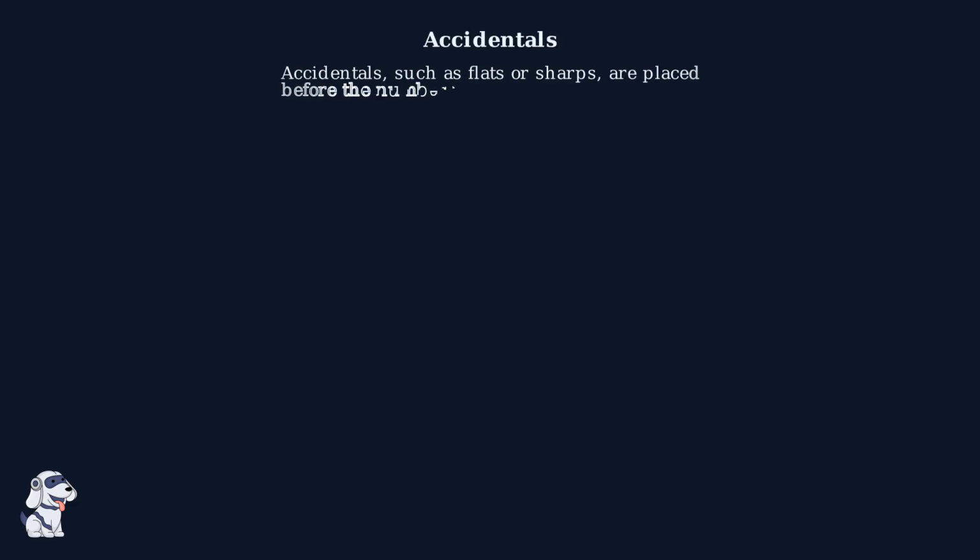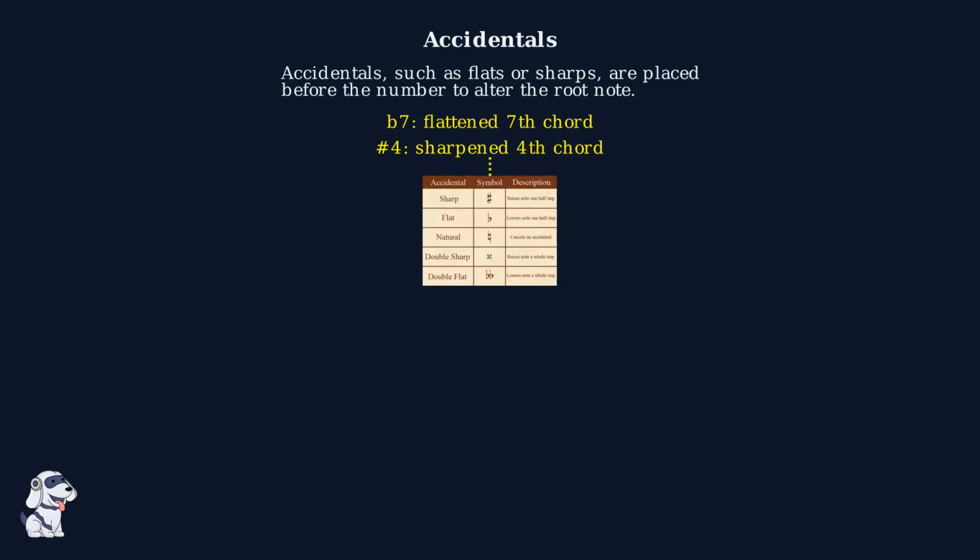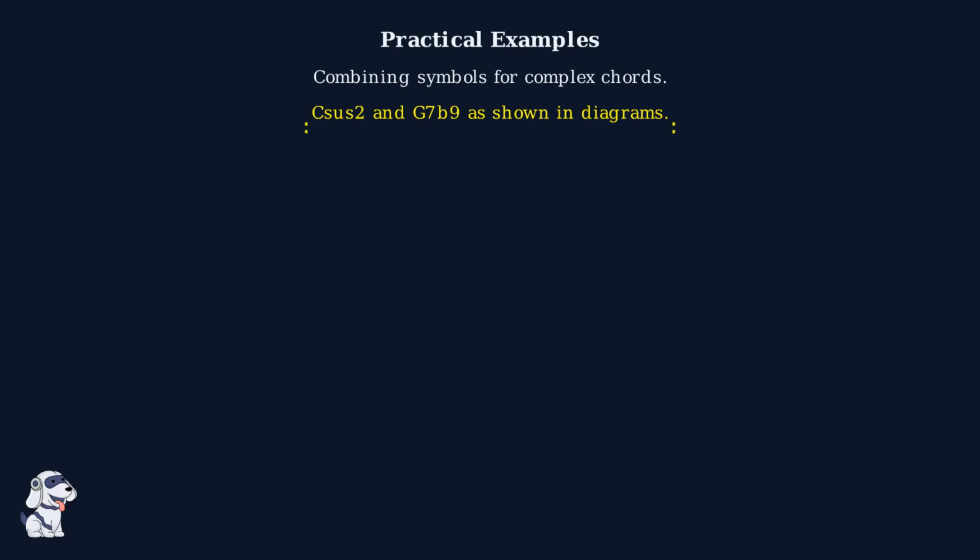Accidentals, including flats and sharps, are indicated by placing b for flat or sharp before the chord number to modify the root note. For instance, b7 denotes a flattened seventh chord, while #4 represents a sharpened fourth chord. In practice, these symbols combine to create complex chords.